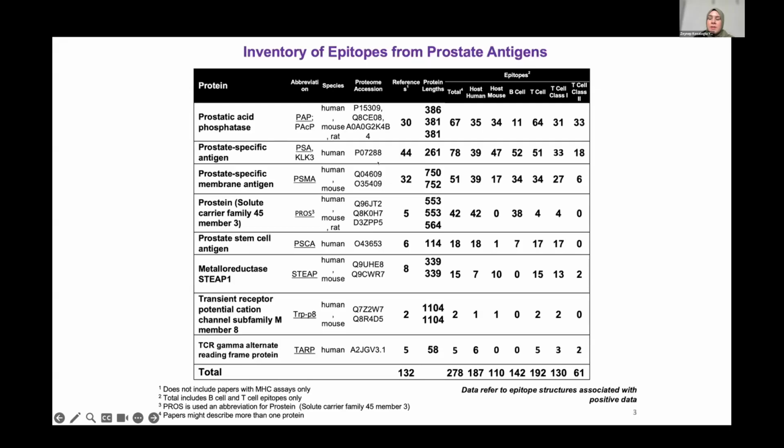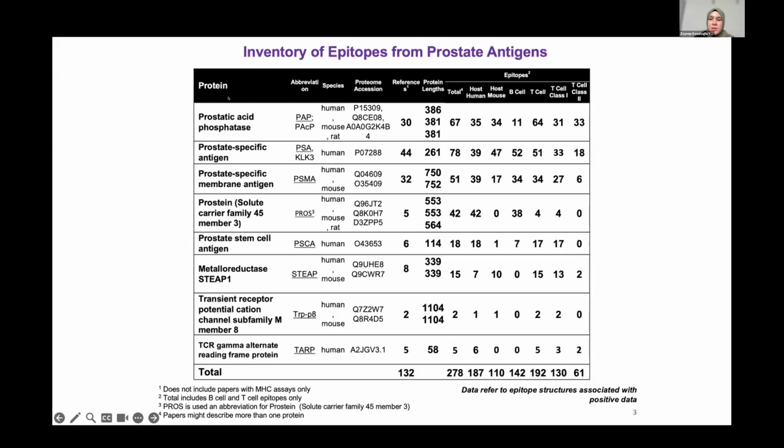So in this first table, we can see a breakdown of the data we had in CEDAR for the prostate-associated antigens and epitopes. And as you can see, we have 8 prostate-associated antigens, namely PAP, PSA, PSMA, ROS, PSCA, STEAP, TRP-P8, and TARP. So we curated these 8 antigen types, and we found a total of 278 epitopes that were curated from these antigens in a total of 132 publications.